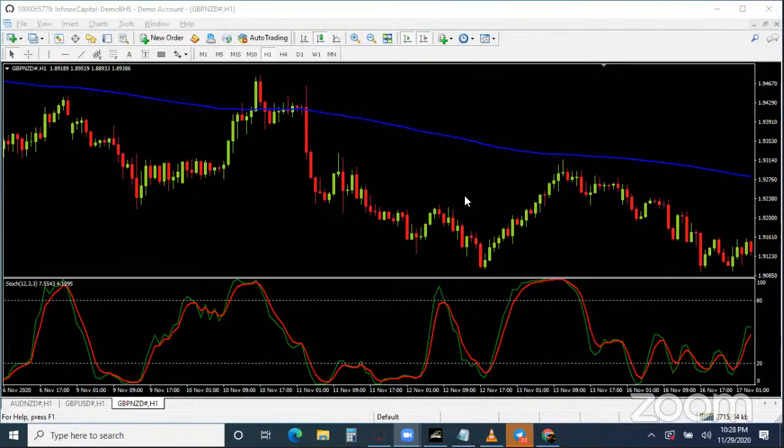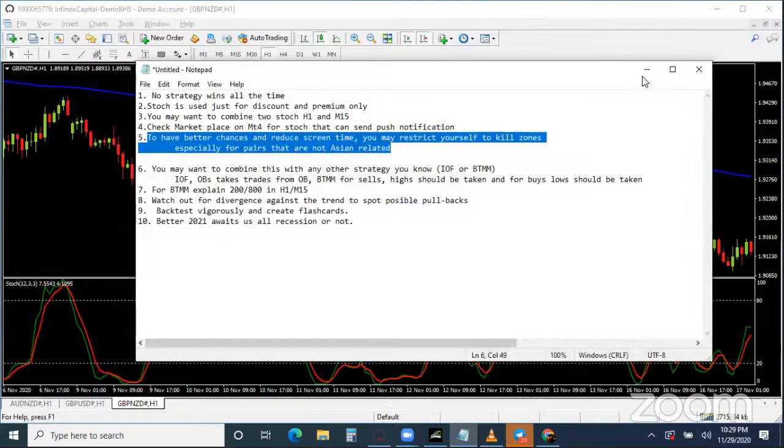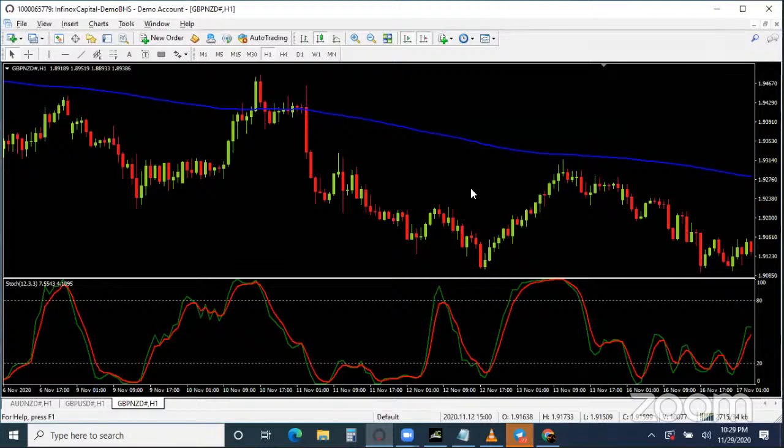Yeah, there's a kill zone indicator, we can always send that to you. But even if you have a push notification and the push notification sends a notification to you, let's say at 2 a.m., would you take a trade? Right? So just to reduce your screen time and ensure you have a healthy work-life balance, you might want to restrict yourself to trading during the kill zone. What it will do is that it will reduce the trades you most likely take.